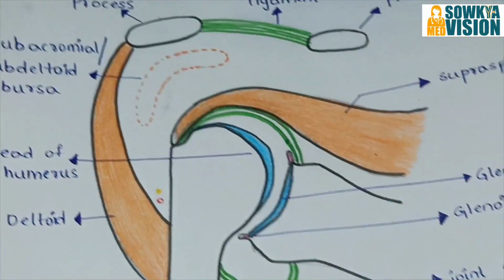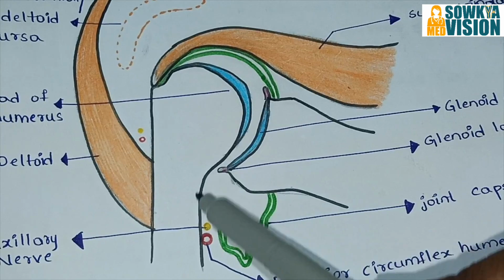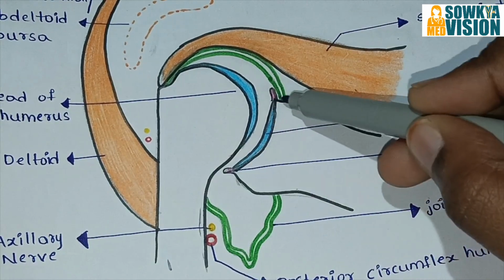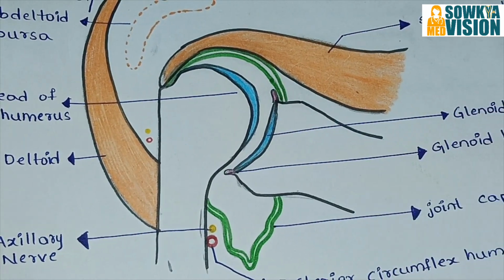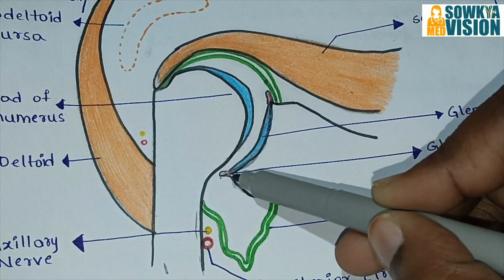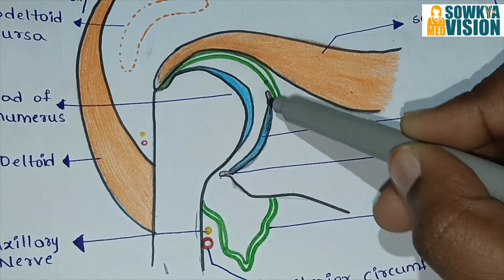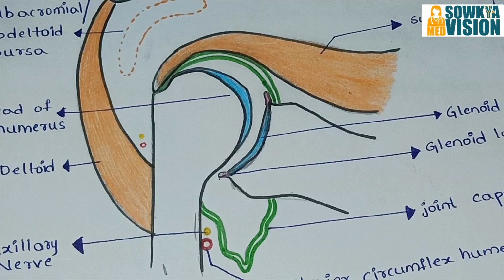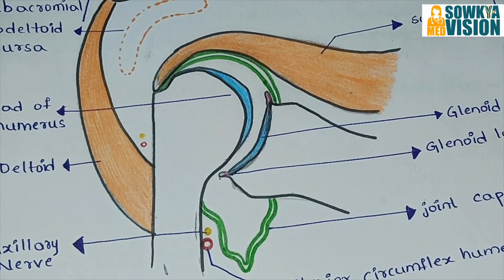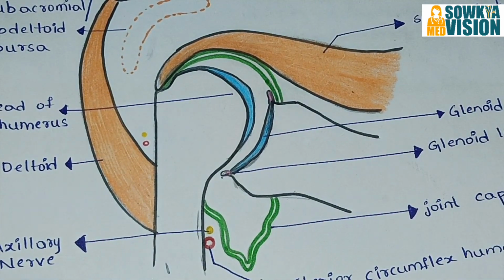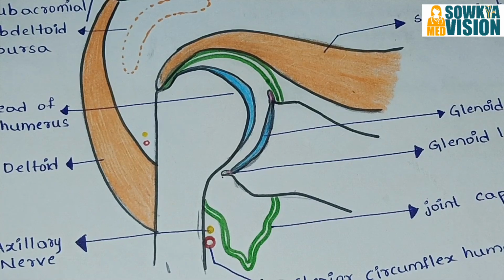What is the head of the humerus? See, this is the humerus, right? This is the humerus and this is the head of the humerus, and this is the scapula, the lateral angle of the scapula. So this is the glenoid cavity lined by the glenoid labrum. This blue color is the glenoid cavity and this pink one is the glenoid labrum, which increases the depth. Means the glenoid cavity is a shallow cavity. The glenoid labrum deepens the glenoid cavity.